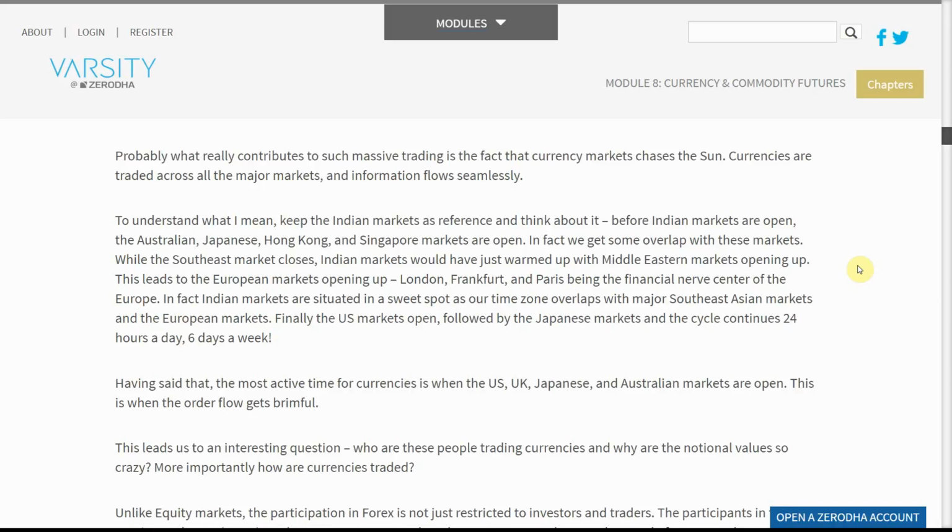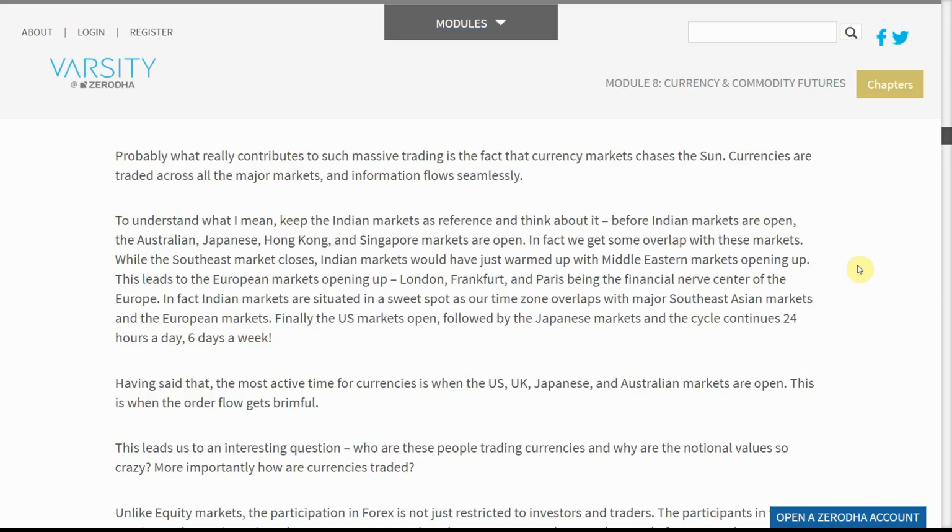Currencies are traded across all the major markets, and information flows seamlessly. To understand what I mean, keep the Indian markets as reference and think about it. Before Indian markets are open, the Australian, Japanese, Hong Kong, and Singapore markets are open. In fact, we get some overlap with these markets. While the Southeast Asian markets close, Indian markets would have just warmed up with Middle Eastern markets opening up. This leads to the European markets opening up, London, Frankfurt, and Paris being the financial nerve center of Europe.